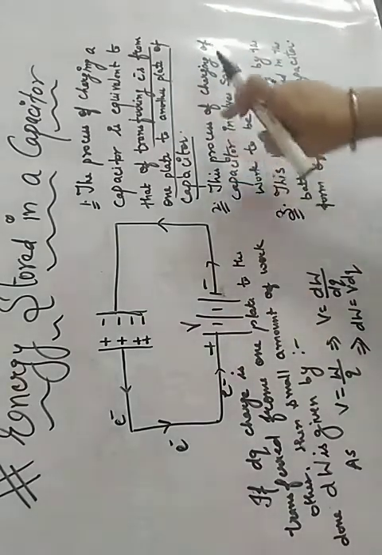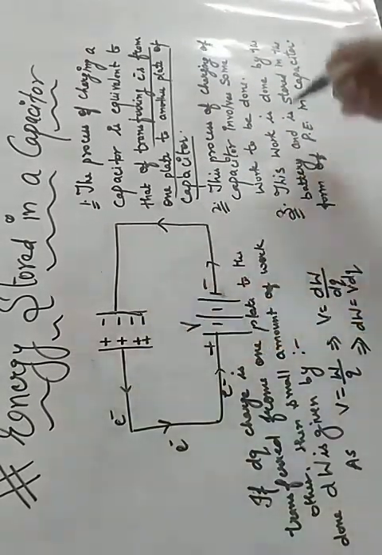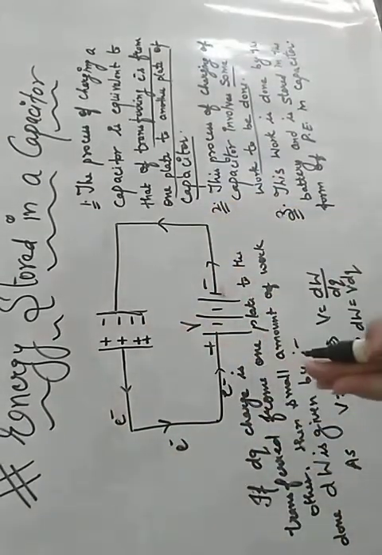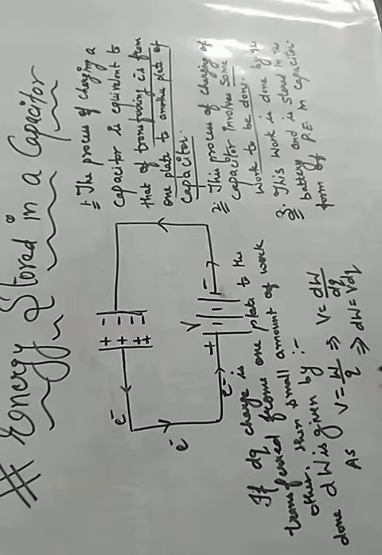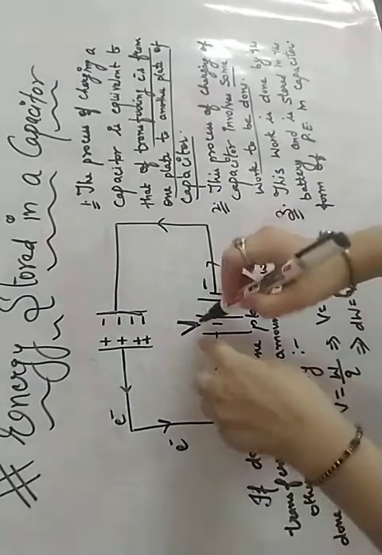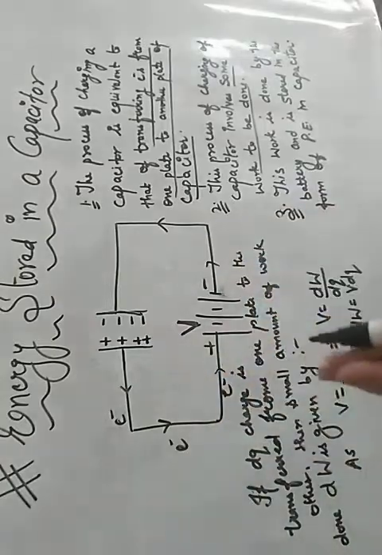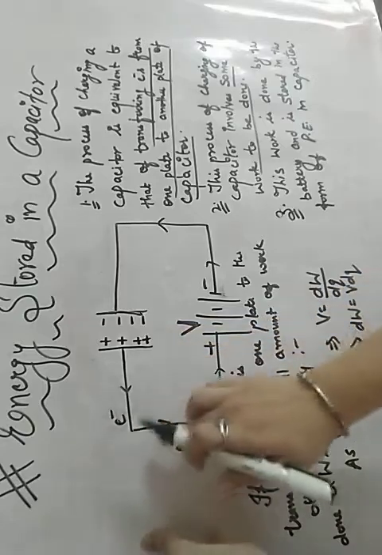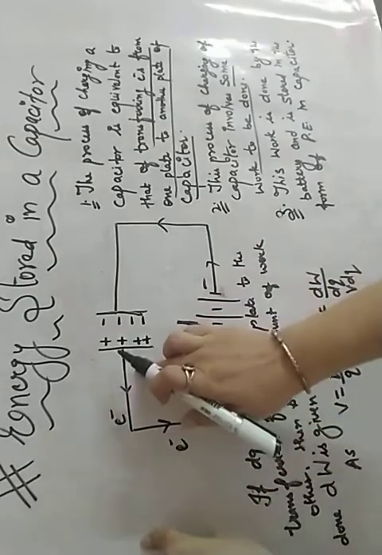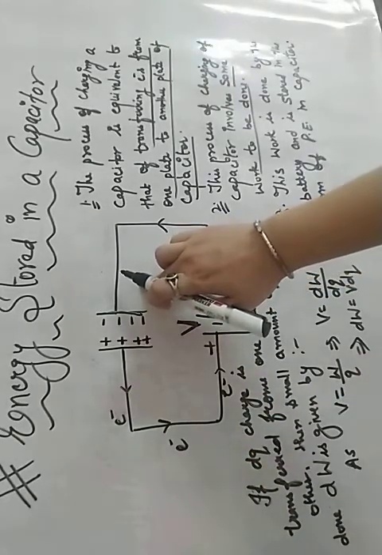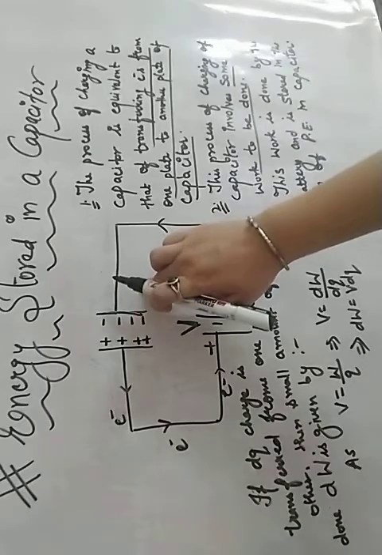Now, this process of charging of the capacitor involves some work to be done. As this process of charging is going on, what does it mean? That means some work is to be done, and which of the following is doing this work? This voltage, or I should say the battery, is doing work. As we switch on the battery, the free electrons start moving through the wire from one plate to the other plate. So basically the main role of the battery is doing the work.